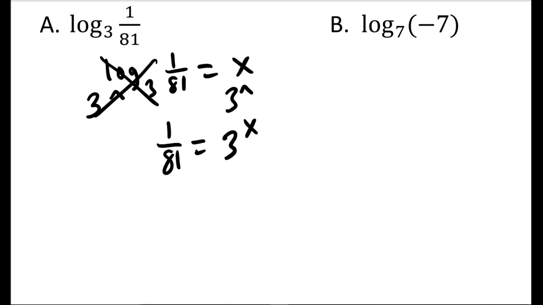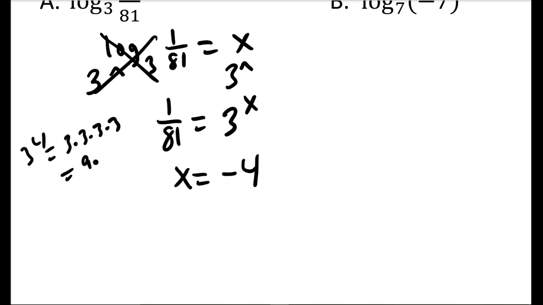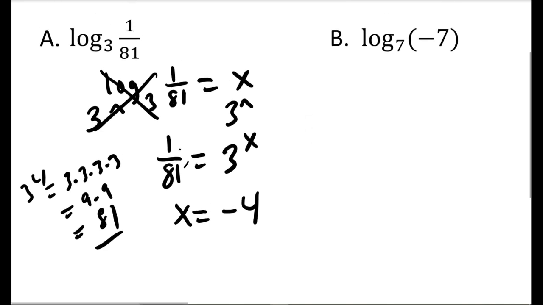Then we have to use our exponent properties. 3 raised to what is 1 over 81? Now this is a fraction, right? So I know that my x has to be a negative number. Now 3 raised to what power is going to give me 81? Well, 3 raised to the fourth power gives you 81, because 3 to the fourth is 3 times 3 times 3 times 3, which is 9 times 9, which is 81. So this is going to give you 4, but then it's negative because it's a fraction, because you have to flip. So this is equal to negative 4.